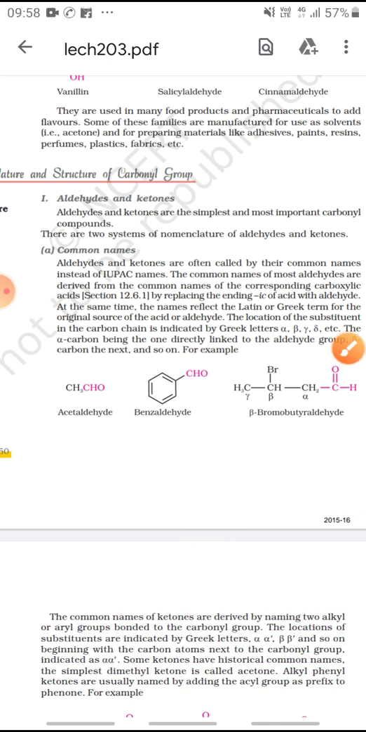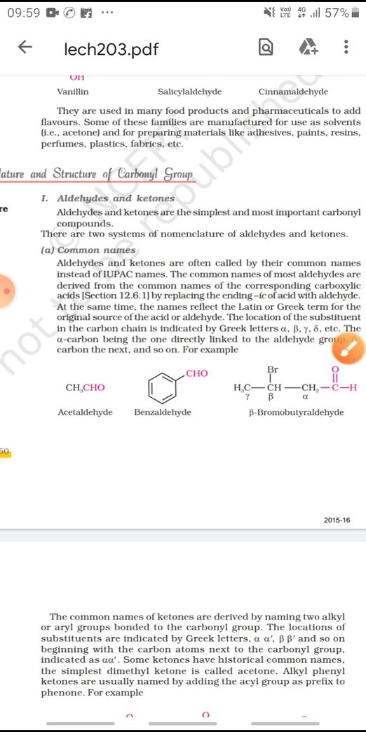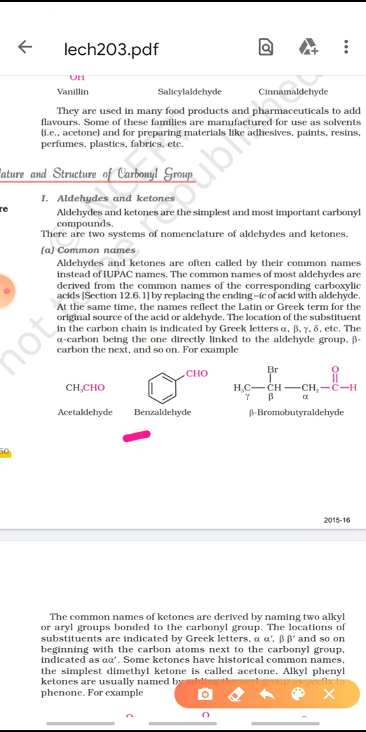Now the second member of the aldehydic series is acetaldehyde. The common name is acetaldehyde, but the IUPAC name, as it contains 2 carbon atoms, will be ethane. Replacing E, you can write al, ethanal. Similarly, in aromatic compounds, benzaldehyde is the simplest aldehyde. Now here also we can write down the name for this compound.